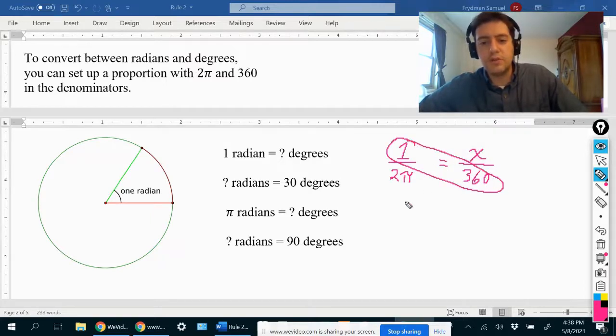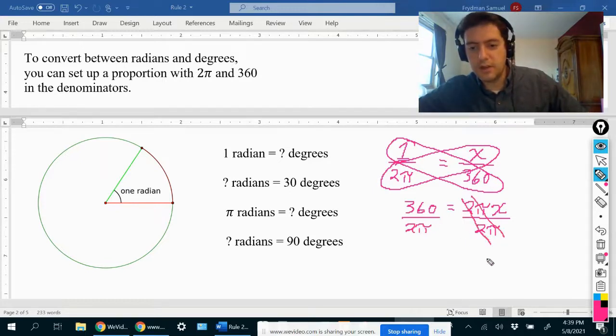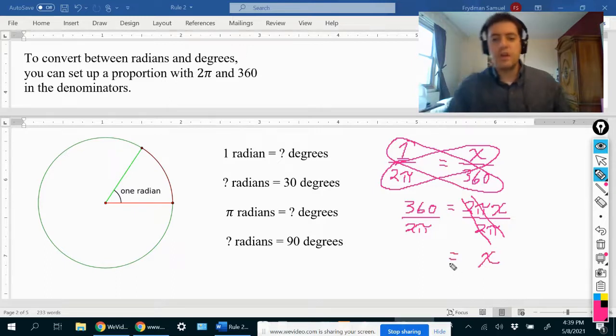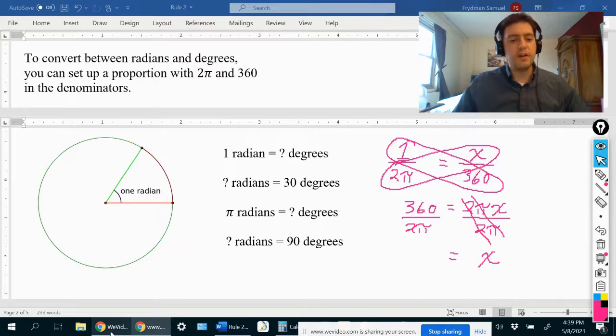So I would do 360 times 1 is 360 equals 2 pi x. 2 pi times x, so 2 pi x. And then to figure out what x is, I would divide both sides by 2 pi. And so that would cancel out over here, and then I would get x equals 360 divided by 2 pi. Now you have to be careful here.